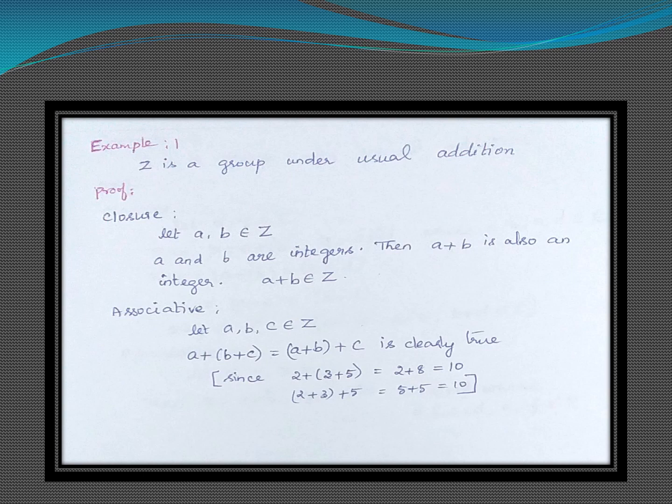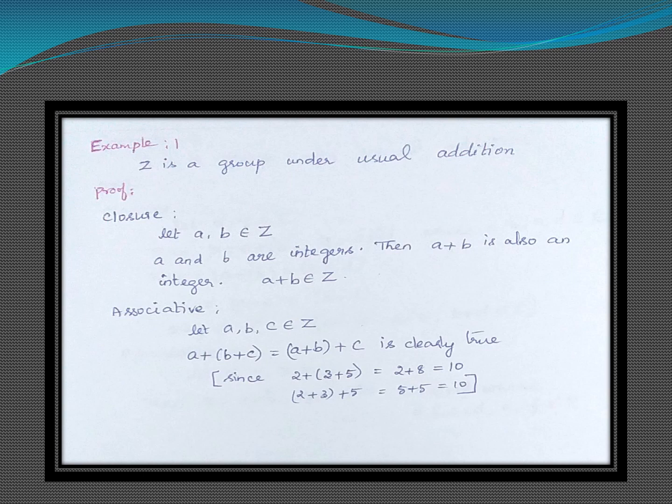For this, let me take two elements a, b belongs to Z. Then automatically a and b are integers. Then a plus b, we take two integers and we are going to add them. Then a plus b is also an integer. Therefore, a plus b belongs to Z. Therefore, our usual addition becomes a binary operation defined on Z.